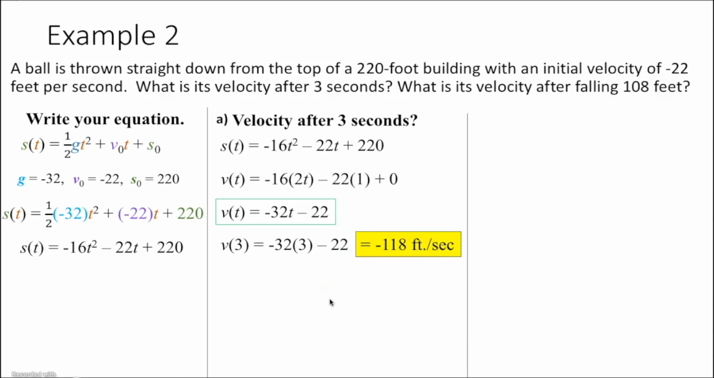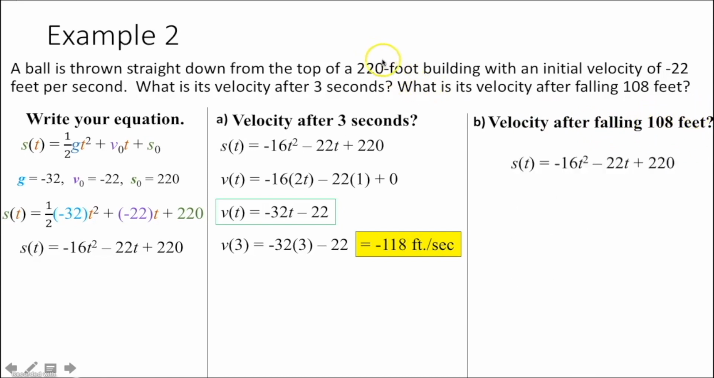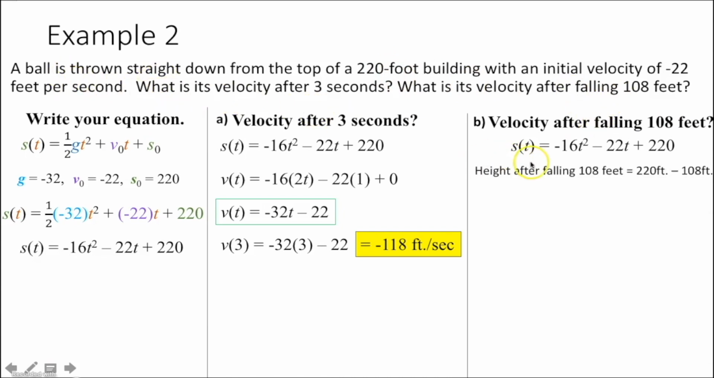Now that we have that, we can move on to answering the next question, which is, what is the velocity after falling 108 feet? So if you start at a 220-foot tall building and you fall 108 feet, what is the position of the ball? So the ball would then be at a position of 112 feet, because it started at 220, fell 108, is now at 112. So you're going to set your position function equal to 112, and now we can solve for t. So we can figure out that t and then plug it in the velocity function. So let's go ahead and do that.